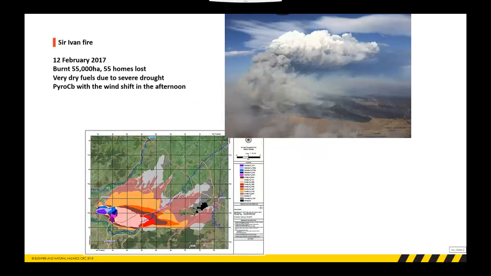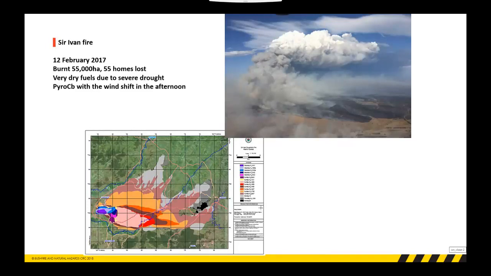So the second fire that we've been looking at was the Sir Ivan fire. This was in New South Wales in February in 2017. There were 55,000 hectares burnt, 55 homes lost. And in this period, there were really dry fuels due to severe drought in the lead up.